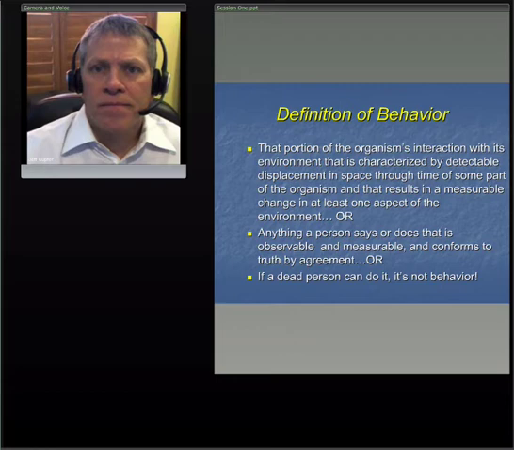Let's first talk about the definition of behavior as we see it as behavior analysts. The first definition was derived from the book by Johnston and Pennypacker called Strategies and Tactics of Human Behavioral Research. Johnston and Pennypacker described behavior as that portion of an organism's interaction with its environment that is characterized by a detectable displacement in space through time. See, it's so long I can't even say it. Displacement in space through time of some part of the organism that results in a measurable change in at least one aspect of the environment.